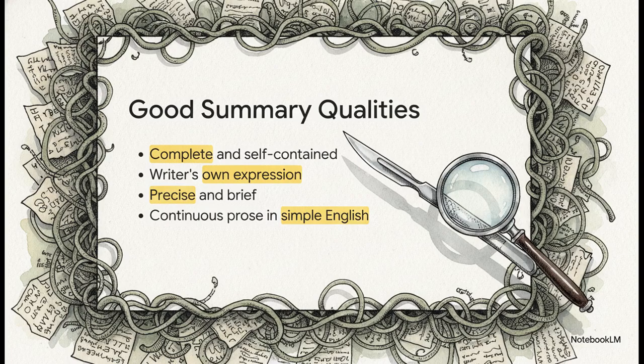So you've got to keep these 4 essential rules in mind when you're trimming the fat off a larger text. First, it has to be complete and self-contained. Second, it must be your own expression. Third, it has to be precise and brief. Seriously, just ditch all the digressions and irrelevant details. And fourth, it has to read as continuous prose in clear, simple English. So no jerky, disjointed bullet points allowed here.